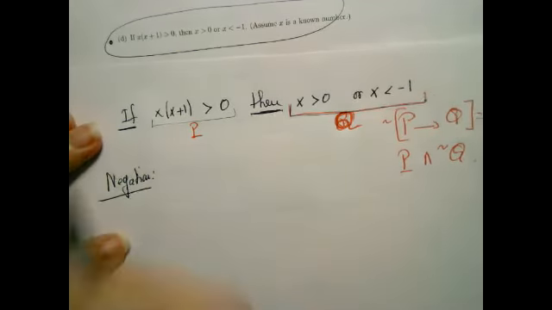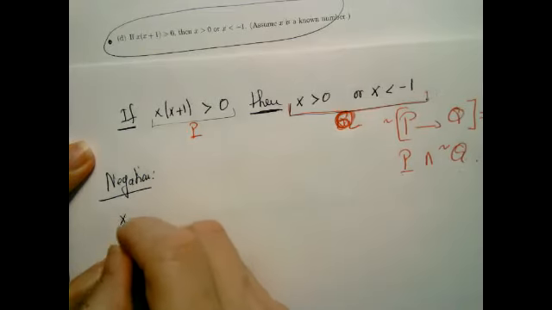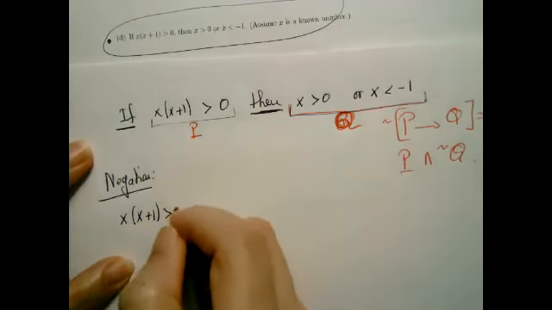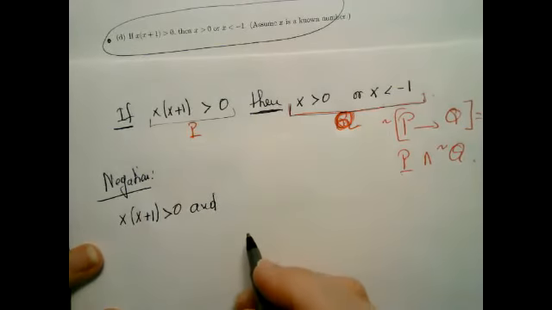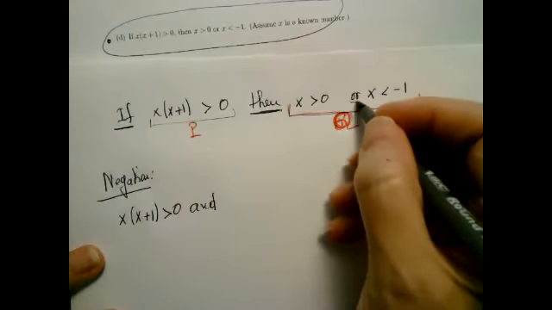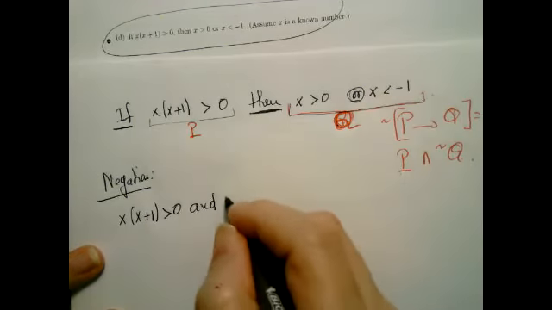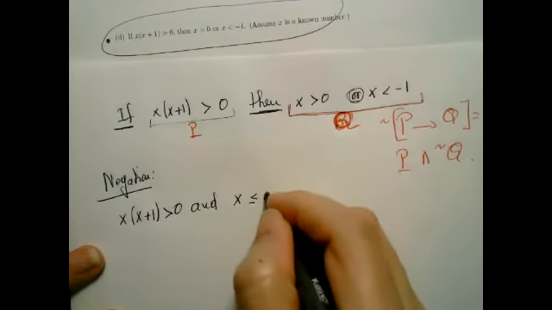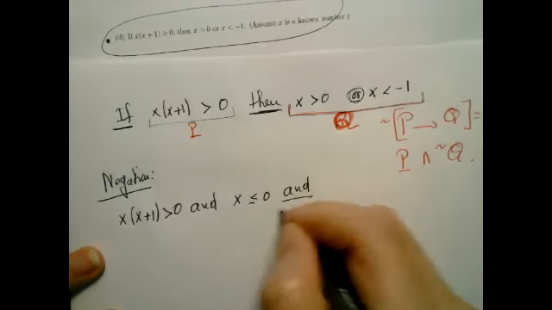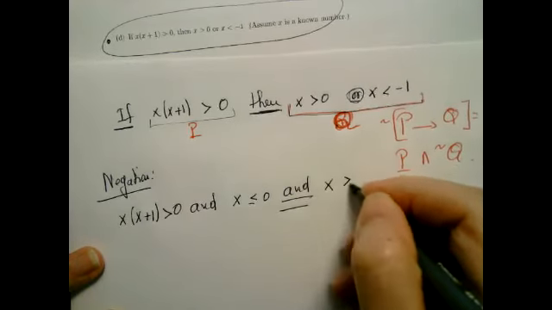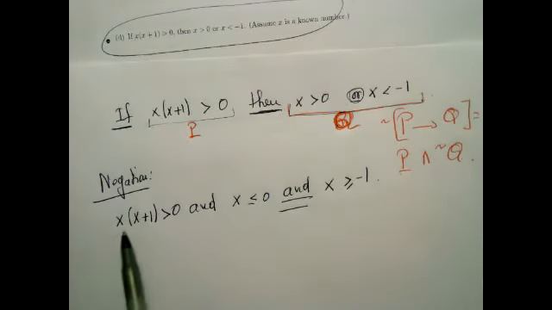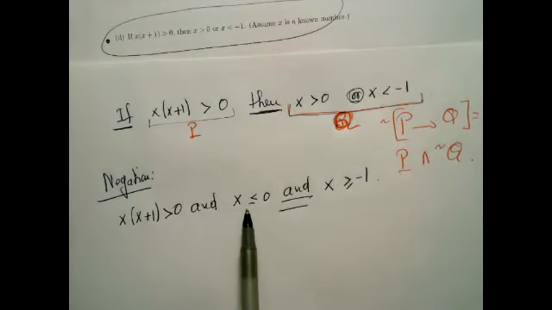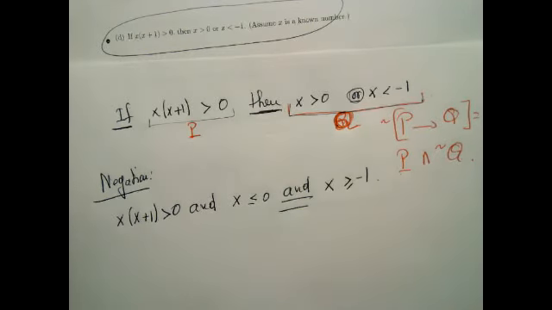All right, so what's going to be the negation? There is no more "if." X times X plus 1 is positive. And how do you negate Q? Q involved an "or" in it. So the negation is going to be: and X is negative and X is greater or equal to minus 1. So the negation is X times X plus 1 is positive and X is negative and X is greater or equal to minus 1. Now, is the negation true or false?